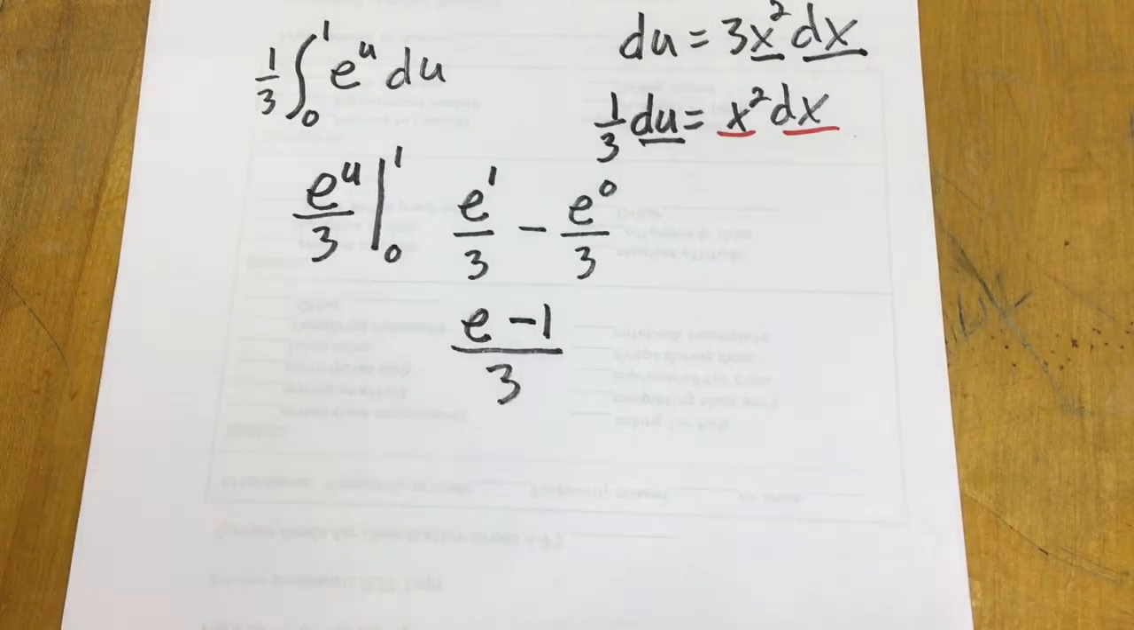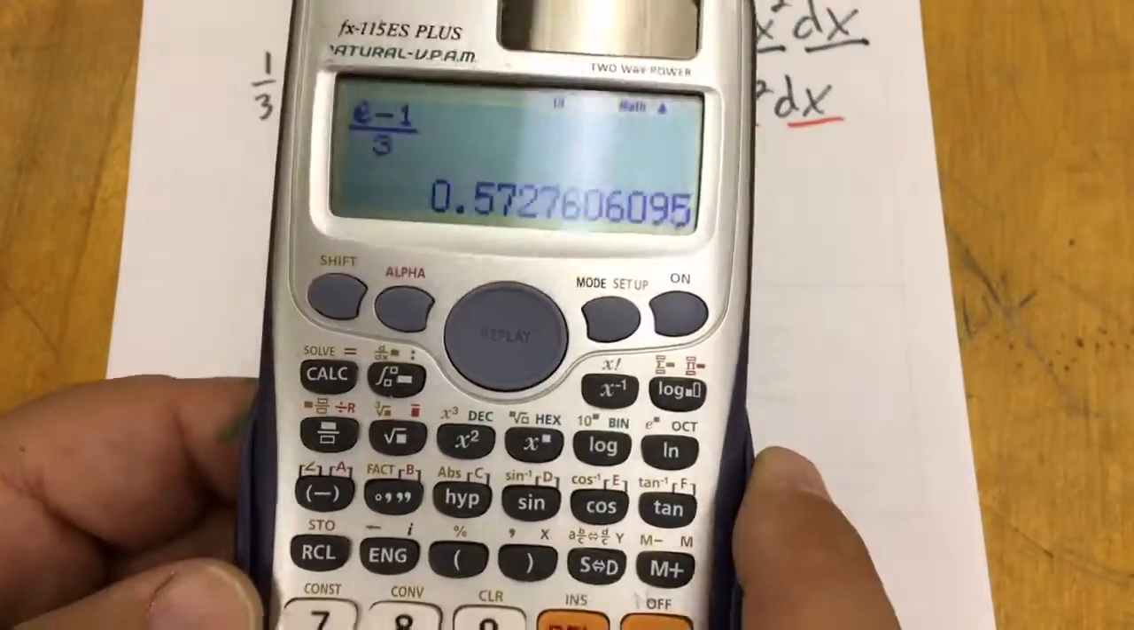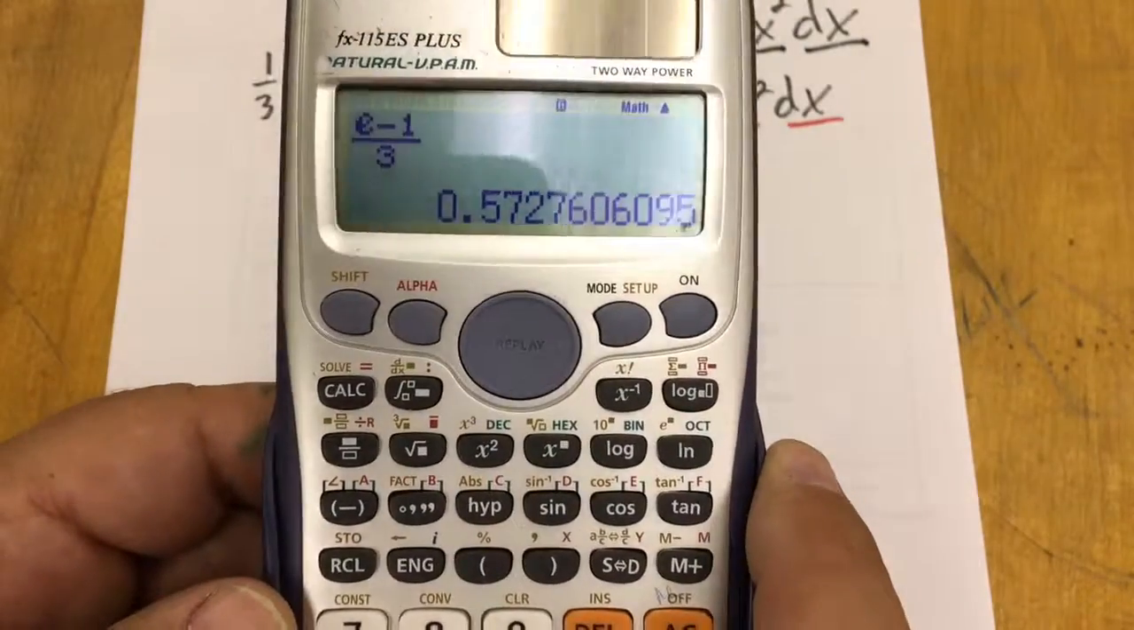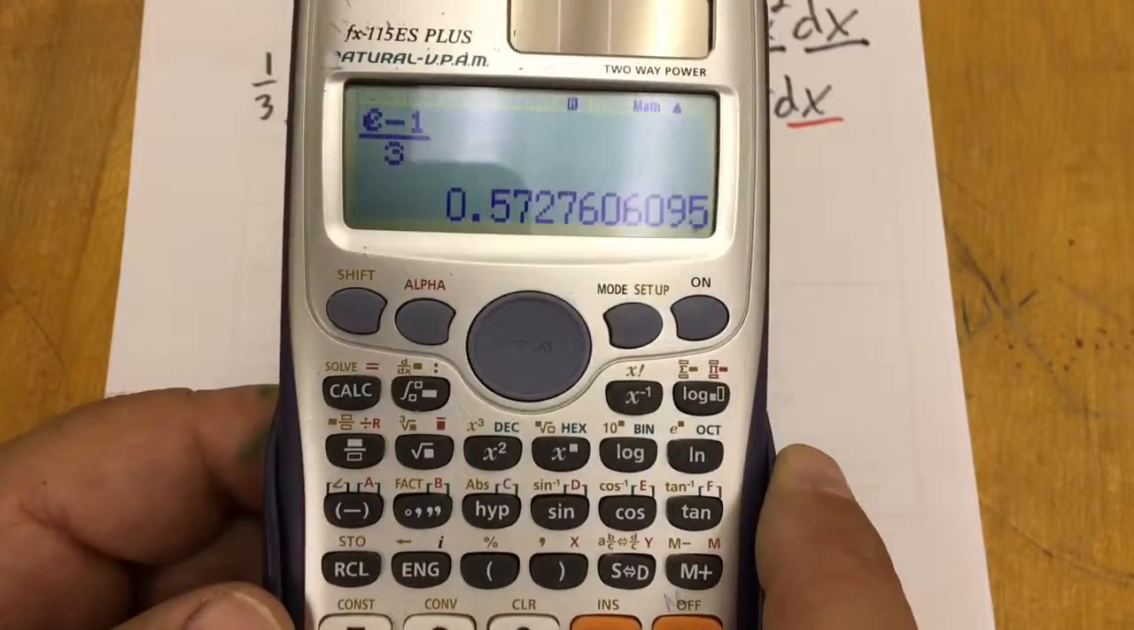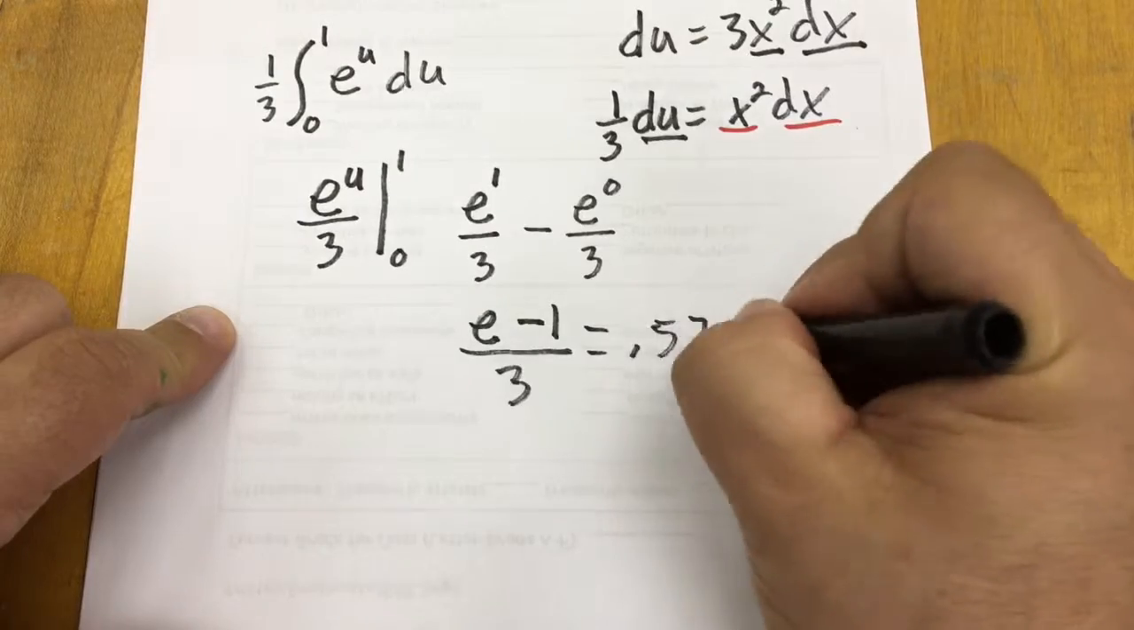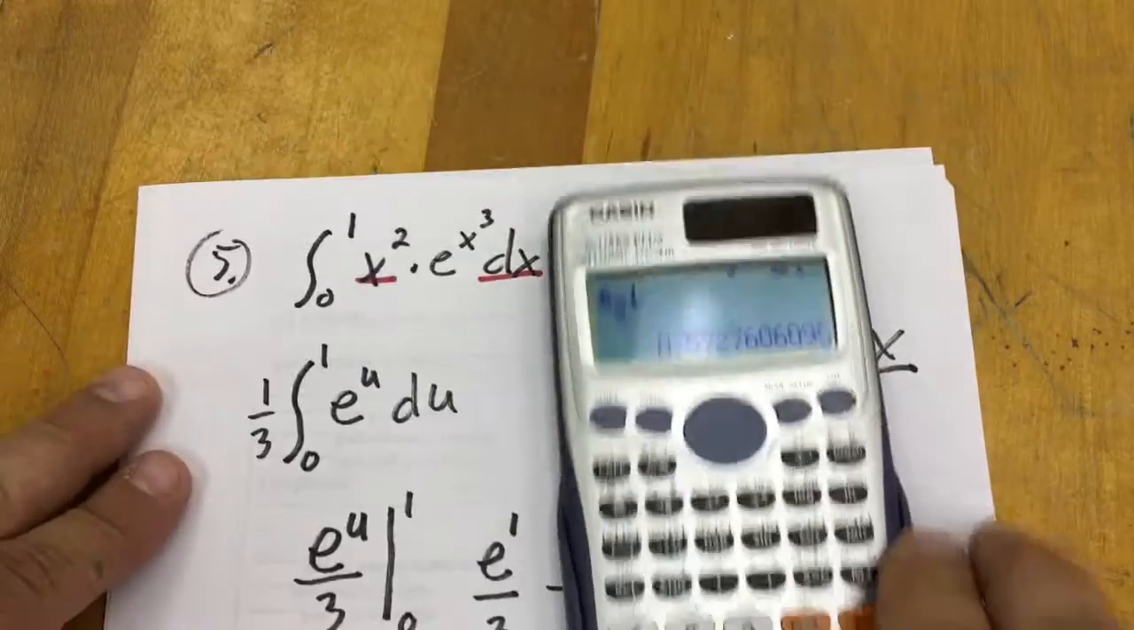And let's see what that equals. E minus 1 over 3 is approximately equal to 0.5728. Let's try this one on the Casio from the beginning.